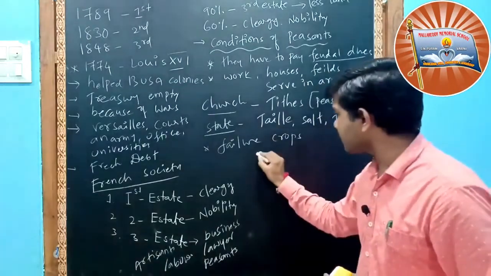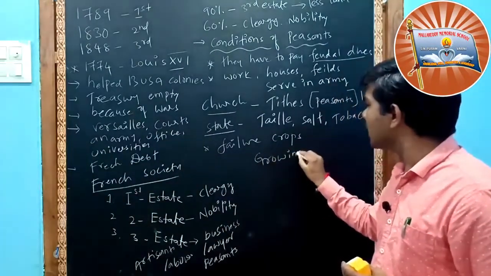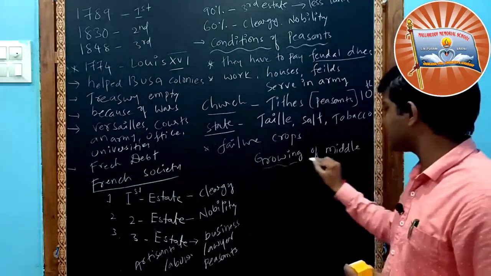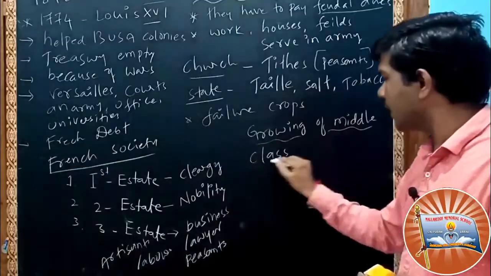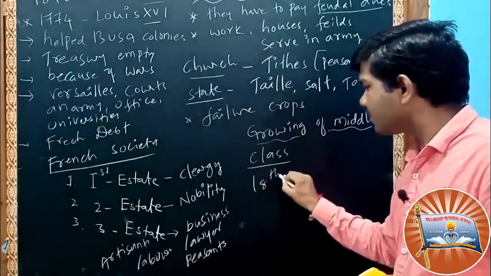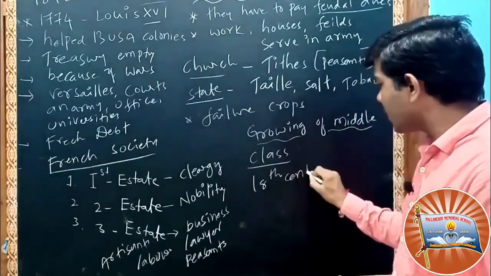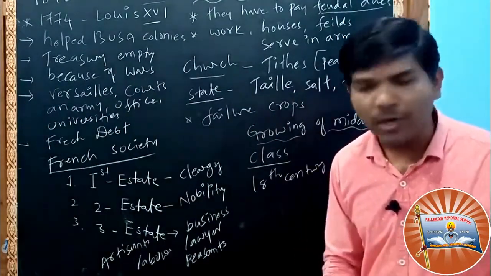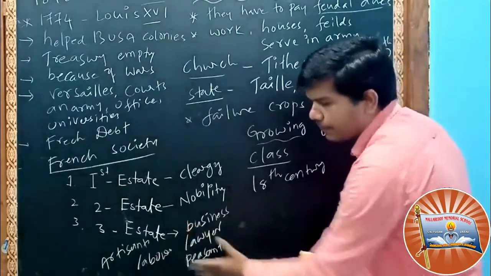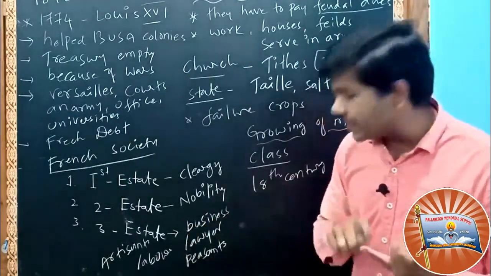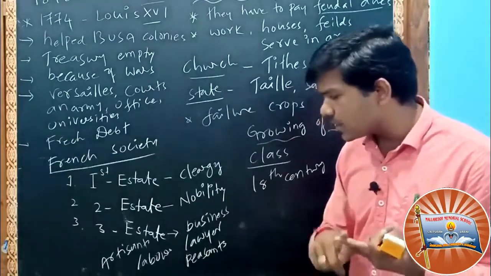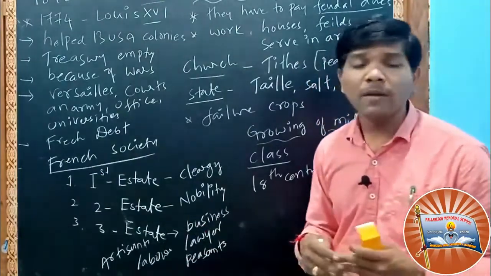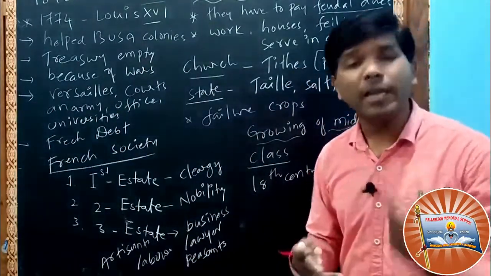Okay, next. Growing of middle class. In the 18th century, the middle class grew very successfully and very powerfully because these third estate people, businessmen, lawyers, peasants, laborers, artisans, small peasants, court officials, were much educated. These all people were very educated.